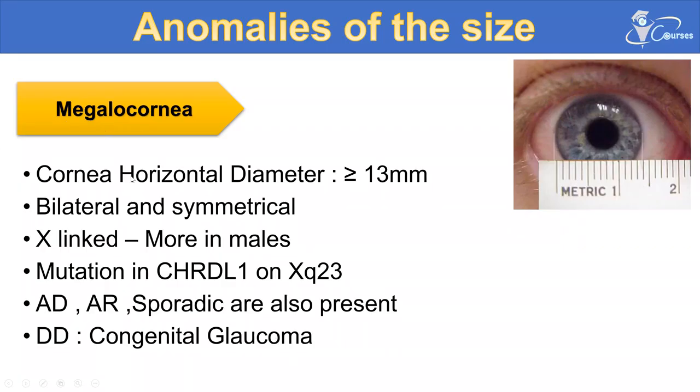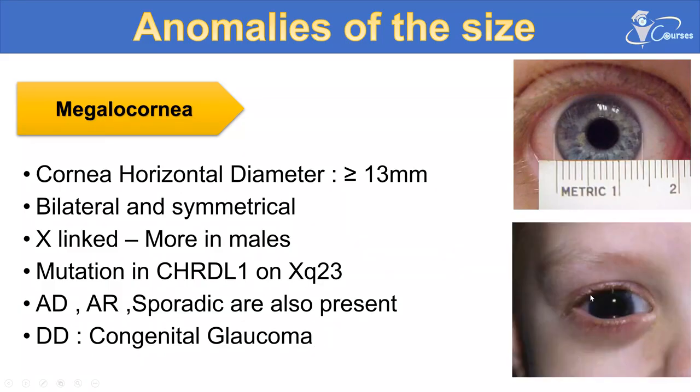Okay, so this is for patients with megalocornea. And let's now talk about the other condition. You see, this is the congenital glaucoma. This will be one of the major differential diagnoses.